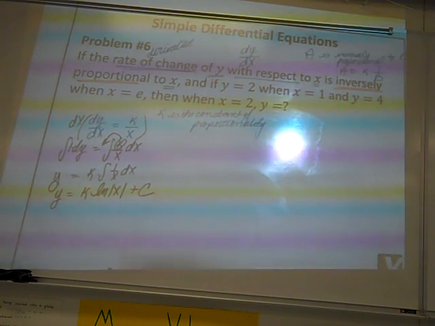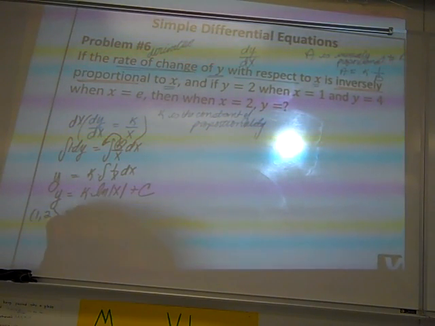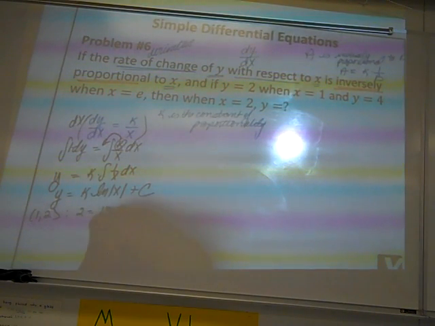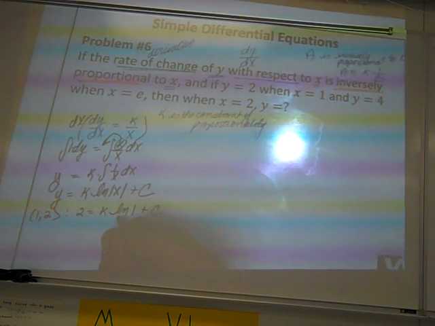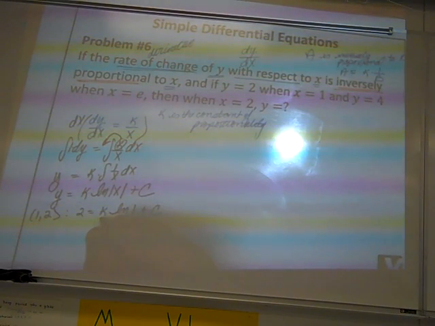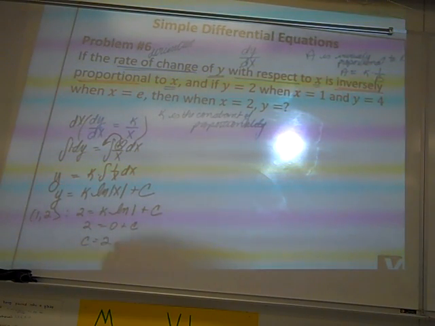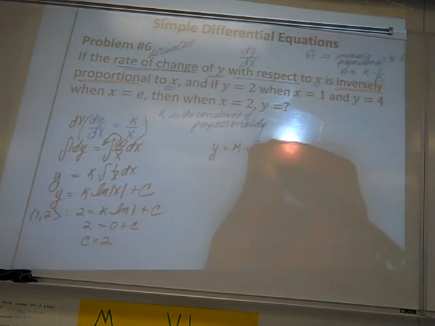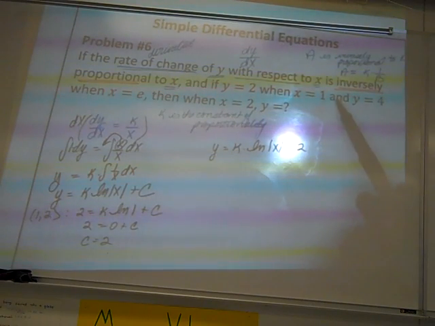If y equals 2 when x equals 1, that means that point is on the curve. So let's use that information. y is equal to 2, k times natural log of 1, plus c. The natural log of 1 is 0. k times 0, whatever k is, will be 0. So 2 equals 0 plus c. Our constant of integration is 2. That means we've got a better model now. We can say that y equals k times the natural log of x plus 2. Great. We used the fact that y equals 2 when x equals 1.